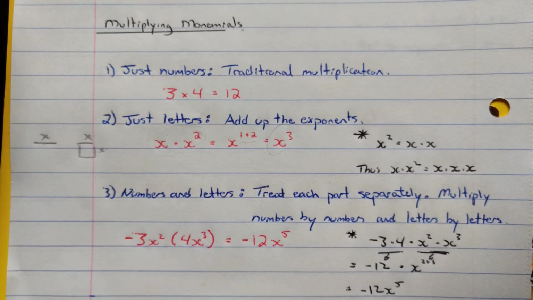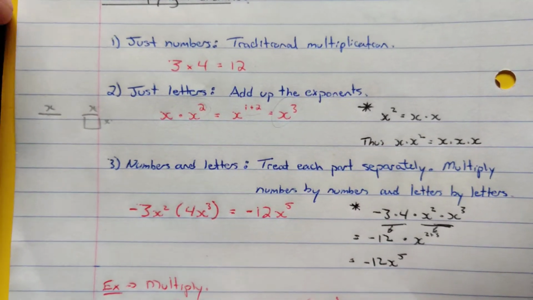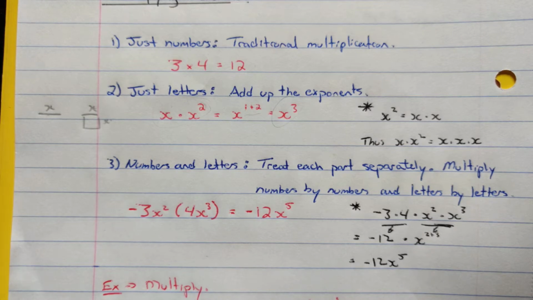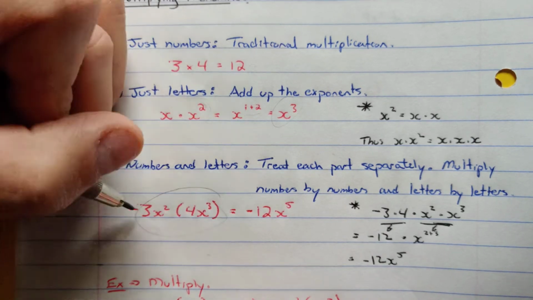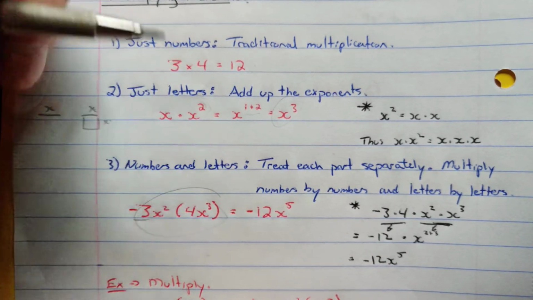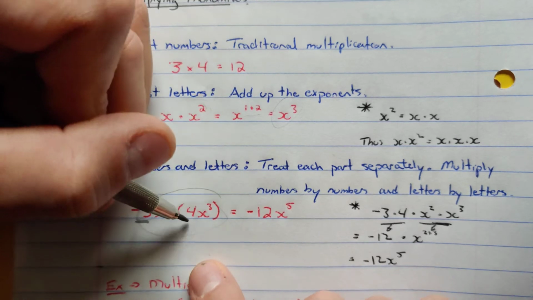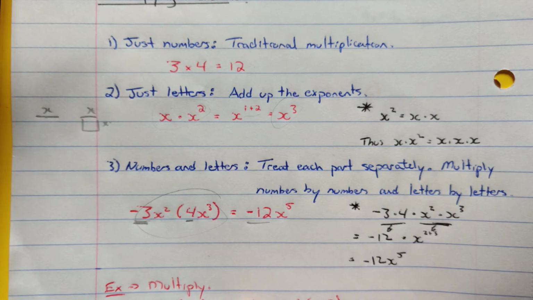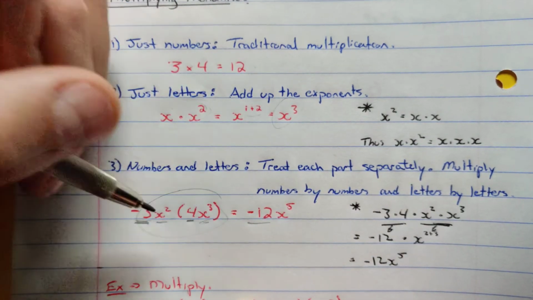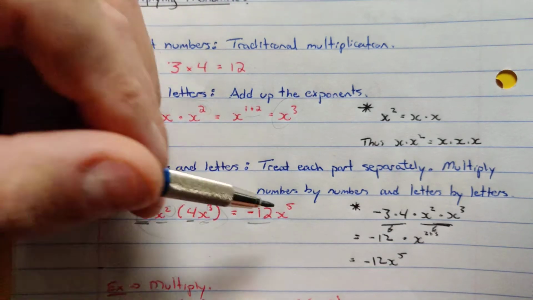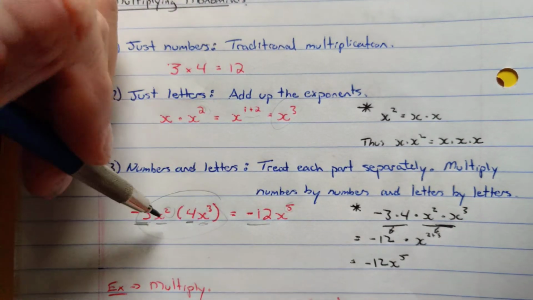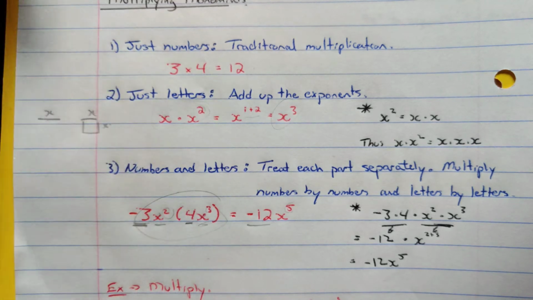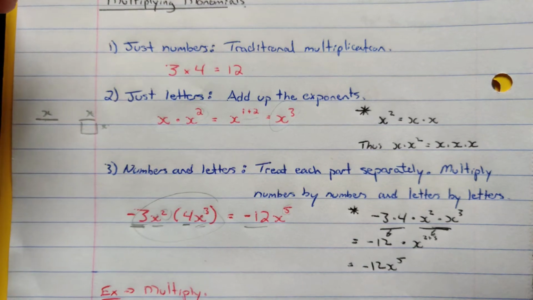If you have numbers and letters, then what you do is you treat each of them separately. We multiply the numbers by numbers and the letters with the letters. So in this case here, negative 3x squared times 4x cubed. We multiply numbers through, negative 3 times 4. Negative 3 times 4 is negative 12. x squared times x cubed, well, we add the 2 and the 3 on the x's. We get x to the power of 5. That's 1, 2 x's multiplied together, and this 1, 2, 3. So a total of 5 x's multiplied together. And I have a little breakdown of that over here.